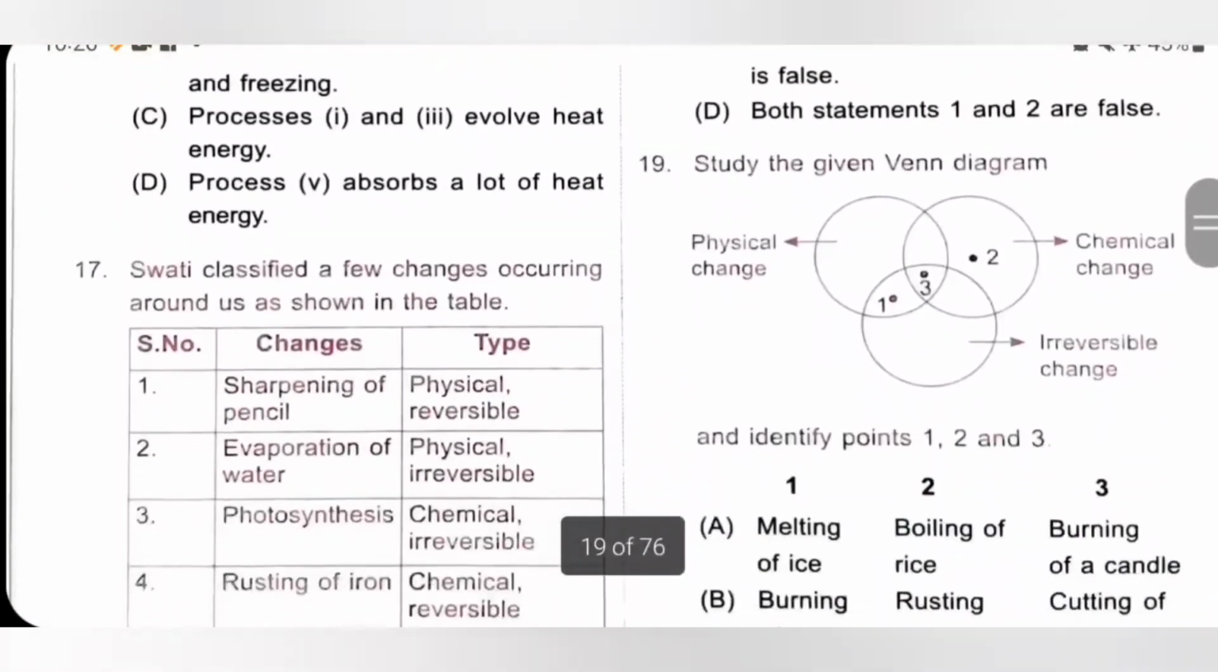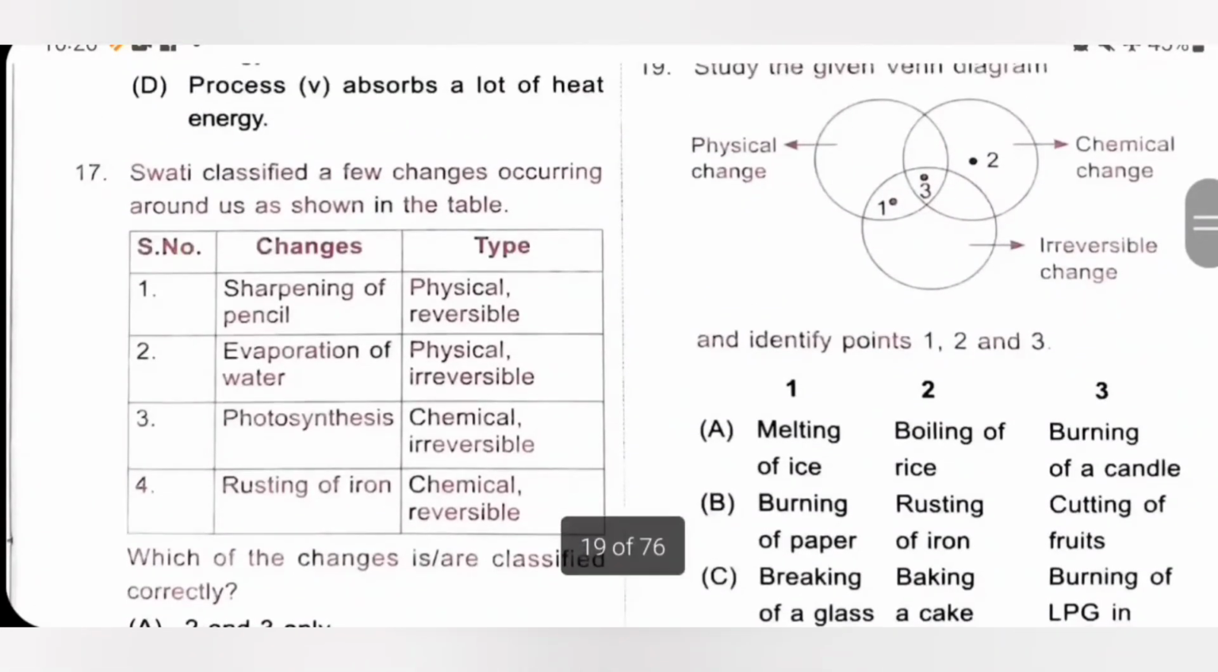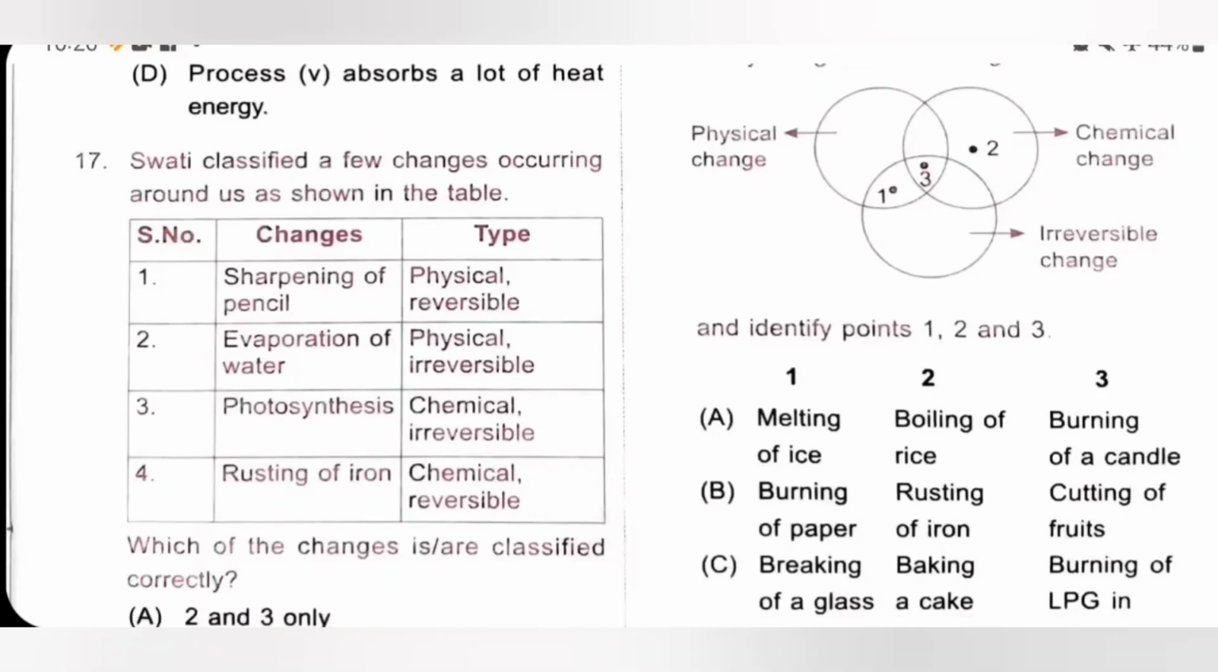19th. Study the given Venn diagram and identify points 1, 2 and 3. So 2 is a chemical change. 1 is a physical irreversible change. 3 is a physical and chemical irreversible change. So in the given options, breaking of glass is a physical irreversible change. Melting of ice is a physical reversible change. Burning of paper is a chemical change. So option C.